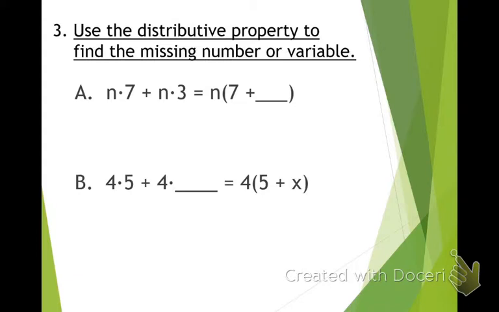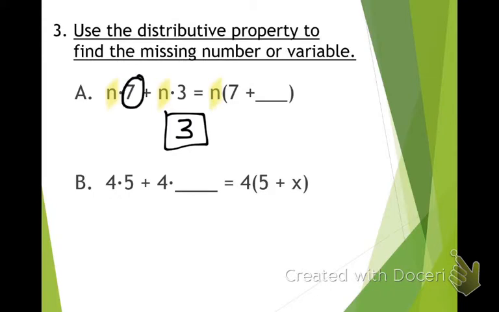Use the distributive property to find the missing number or the missing variable. So here we go. On the left side, I've got n times 7 plus n times 3, which is the same thing as n times 7 plus 3. Excellent job. Okay, so if you're thinking, I don't understand how you guys are figuring that out, you can see right here, this has an n and that has an n. Therefore, that's why we put the n as the outside thing.